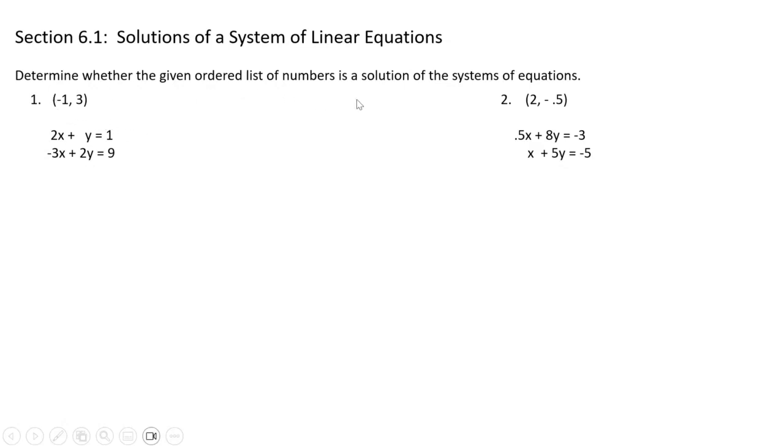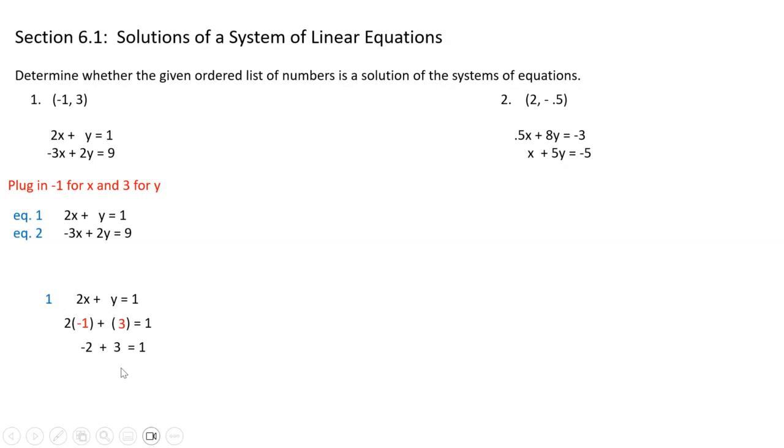Determine whether the given ordered pair of numbers is a solution of the system of equations. For number 1, we have the point -1, 3, and we see if it's a solution for these two equations. I'm going to call them equation 1 and equation 2. I'm going to plug in -1 for x and 3 for y in both equations. If I plug in -1 for x and 3 for y, we simplify the left side of the equal sign. It's going to give us -2 plus 3. So this gives us 1 equals 1. So it works for equation 1.